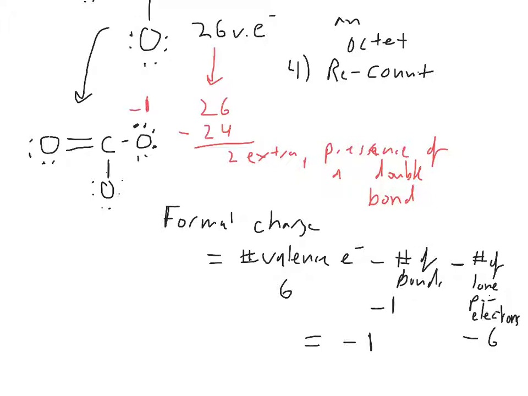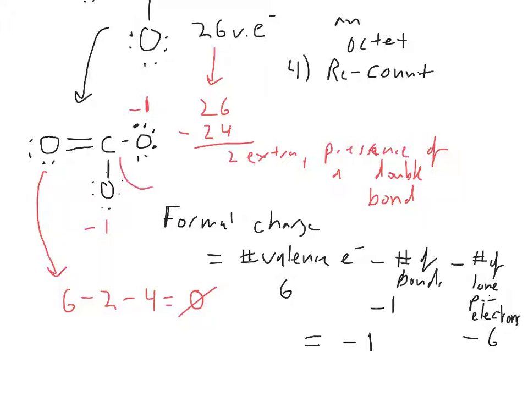And you can see that this oxygen is minus 1 because it's in the same shape, same scenario. One bond, 6 lone pair electrons. This oxygen, 6 valence electrons minus 2 bonds, 2 sticks, minus 4 electrons in lone pairs. It's a formal charge of 0.